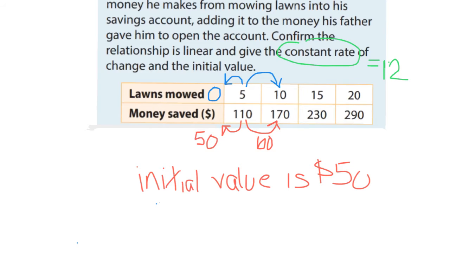You have to make sure that you pay attention to what the information is. His father gave him money to open the account. So when Greg walked into the bank to open up his savings account, he opened it up with the $50 his dad gave him. And then for every lawn that he mows, he puts $12 into the account. That's how the money saved is increasing.